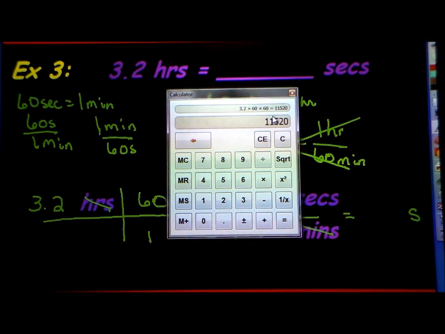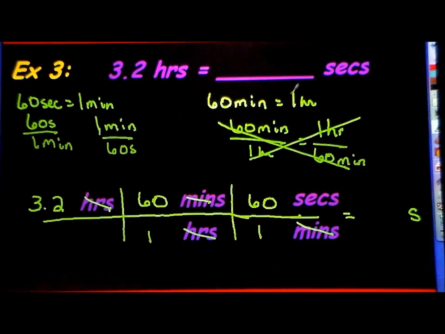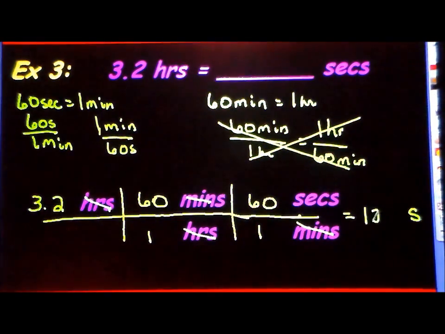So we have 11,520. We're going to go to 2 sig figs. And remember, the 5, there are special rules for rounding with the 5. Anything after the 5 makes the 5 round up. So this is going to have to round to a 2. So my answer should be 12,000. Whoops.